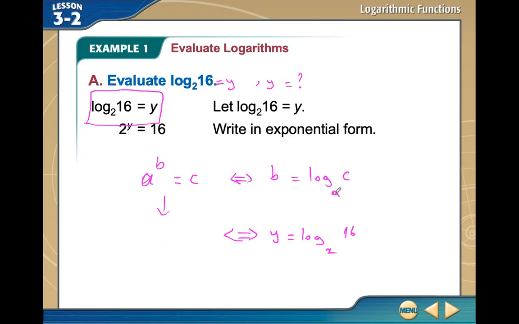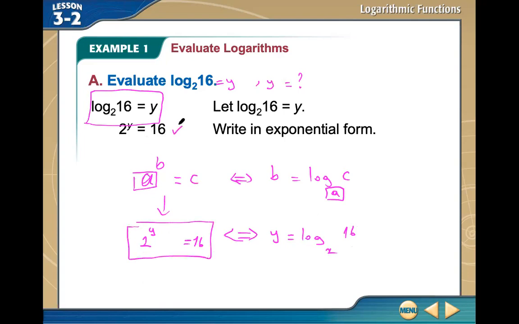This base, here a, is still the base here. Since my base is 2, I will write 2. The number c in the logarithm, which is 16, is now the result, so I will say the result is 16. And the result of the logarithm, which is b, is now the exponent here. The result of this logarithm is y, so this is now the exponent. Now I can say 2 to the power of y is equal to 16.